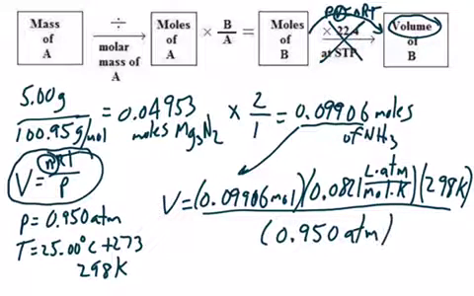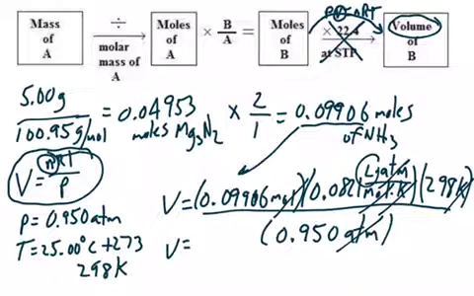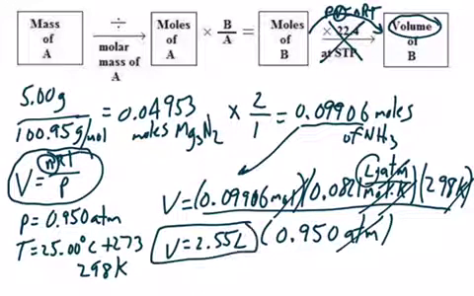And then when we do the math, remember we're looking for volume. You'll see the moles cancel. So will the ATM, so will the Kelvins. The only thing that doesn't cancel is the volume, liters. And when you round to 3 significant digits, you're going to get 2.55 liters as your answer.